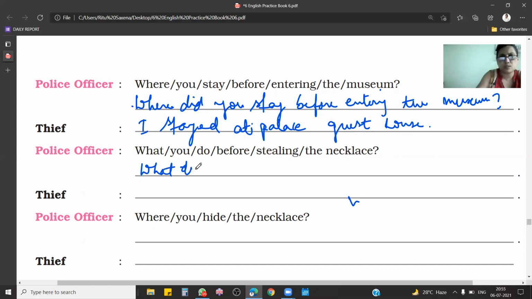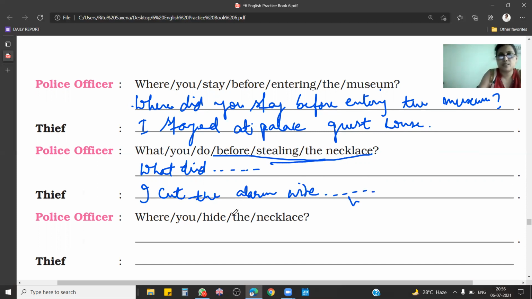What did you do before stealing the necklace? You can frame the question just like this. What did you do before stealing the necklace? So, I cut. What did he cut? He cut the, which wire? Cut the alarm wire. Before, again, write down before stealing the necklace.